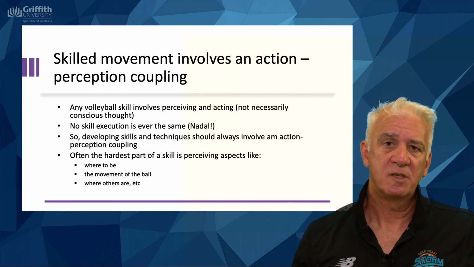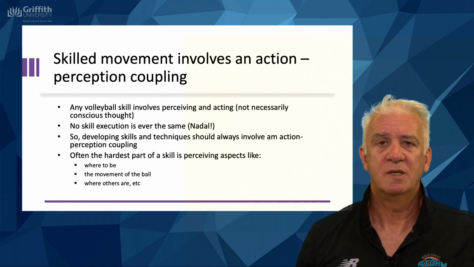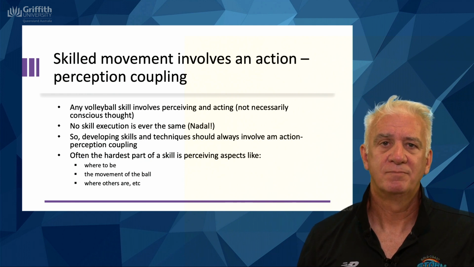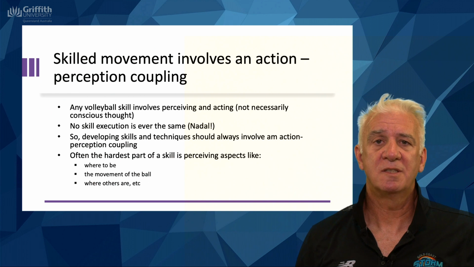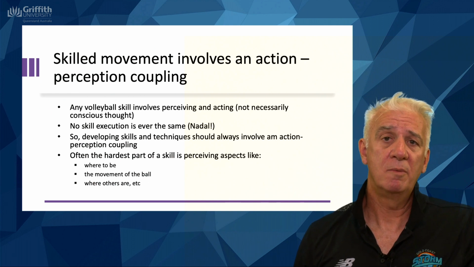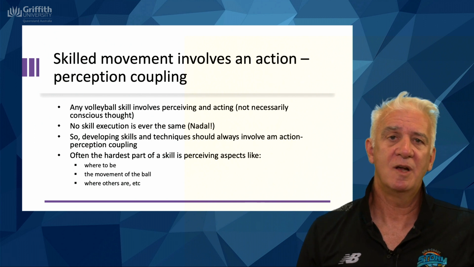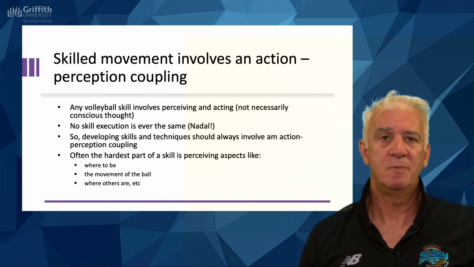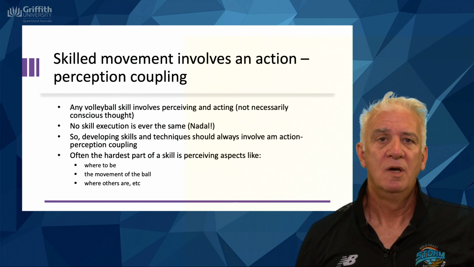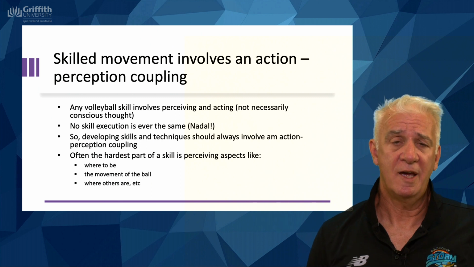So when we develop skills and techniques, we always have to involve action and perception coupling. Because in essence, this can be the hardest part that people have to learn, and it's the part we tend to remove when we want them to develop skills, as if they can develop it some other way and then add these bits later. They have to know where to be, they have to know the movement of the ball, they have to know where the others are on the court and things like that.